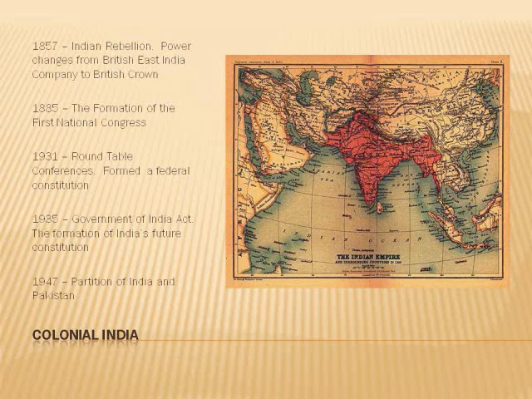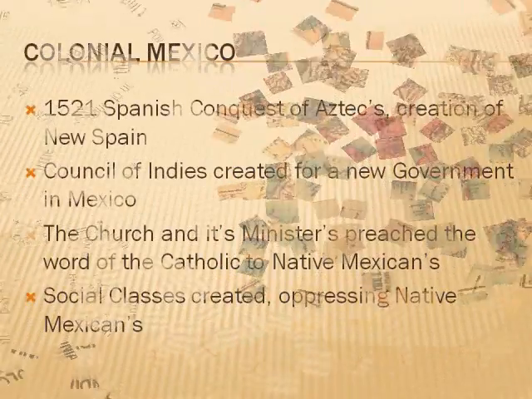In 1931, the Round Table Conferences were held and saw the creation of a federal constitution, a system with many similarities in post-independent India. In 1935, the Government of India Act was initiated. This was important because India's own constitution was a revised version of the Government of India Act. Finally, in 1947, the Indian subcontinent was divided into India and Pakistan, and both achieved independence.